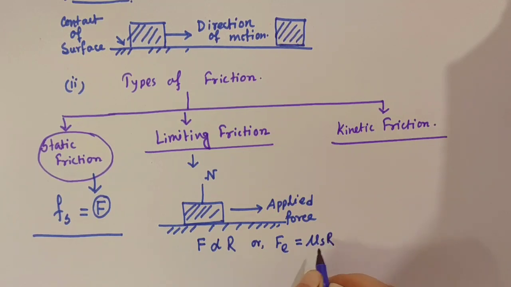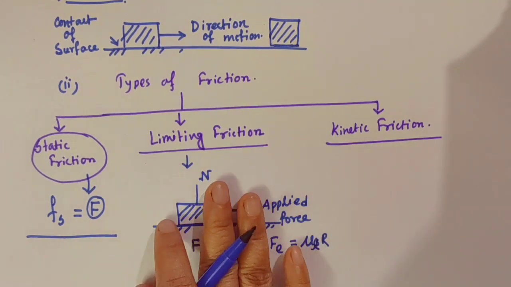So if we write an equals symbol in place of this proportional symbol, we have to write one constant every time. So in this case, mu s is the coefficient of limiting friction for the given surface in contact. In place of mu s, we can write mu L, L for limiting, and mu L is the coefficient of limiting friction for the given surface in contact.